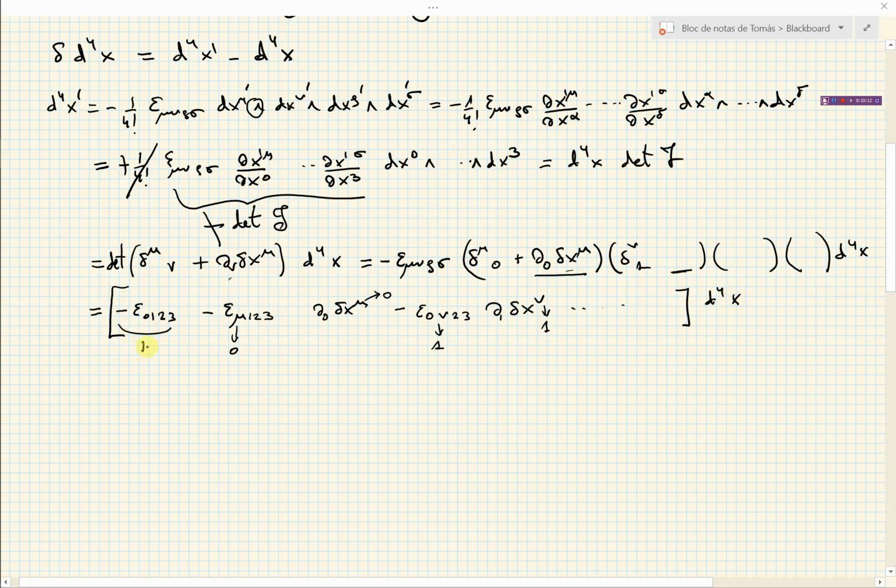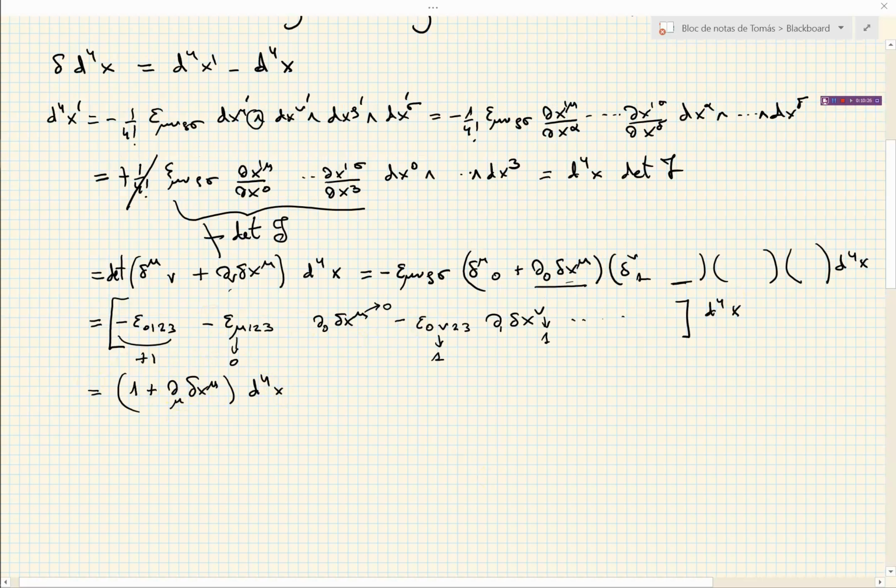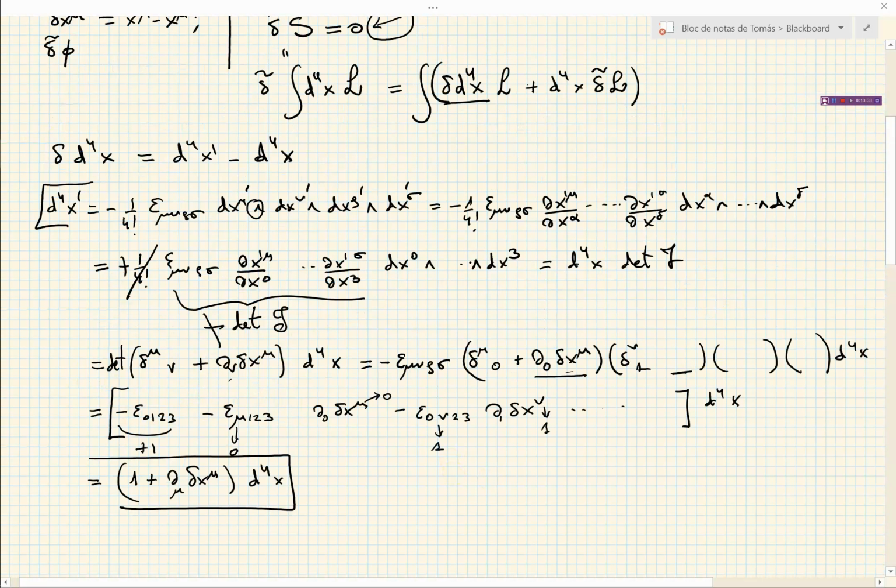So this is plus 1, with the minus it is also plus 1, and then what you have is 1 plus ∂_μ δx^μ d⁴x. Okay, so this is the result we wanted. Okay, and if we come up here, then we see that this is just ∂_μ δx^μ d⁴x, and we can plug this result in here.